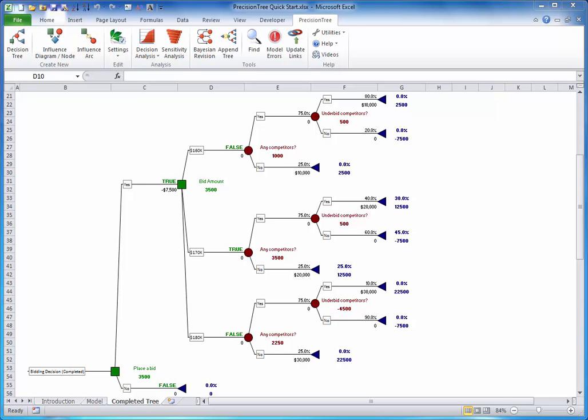Step 1. Plan the decision tree model. Before diving into PrecisionTree, it is useful to think carefully about the sequence of decisions and uncertain outcomes as they will unfold through time. Just remember three basic conventions of decision trees.